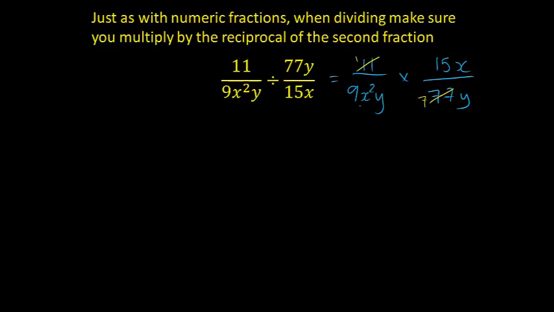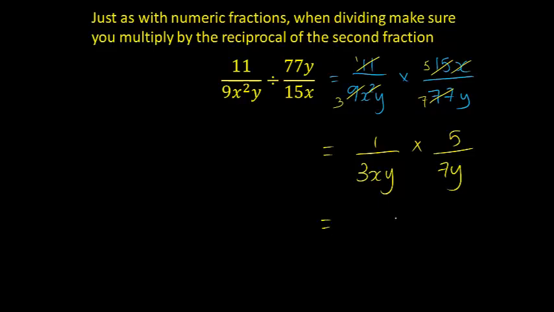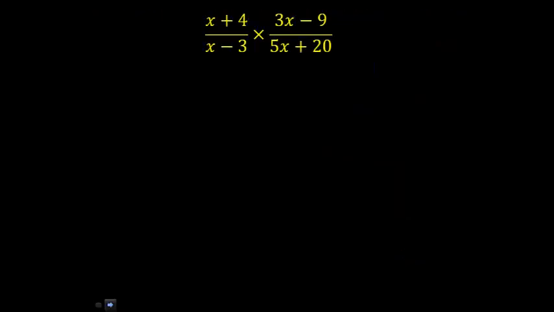Looking at the other two, I can see that 3 goes into both of those. And I can see that I can cancel out 1x from both of those. So rewriting that, I've got 1 over 3xy times 5 over 7y. And now I can multiply straight across, really easy. 1 times 5 is 5. And here I end up with 21xy squared.